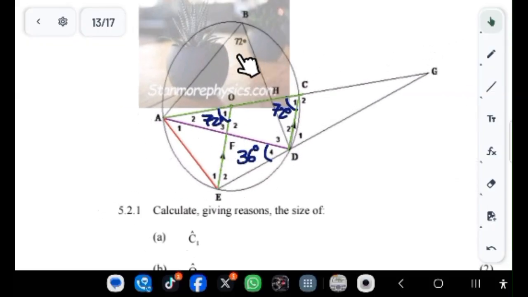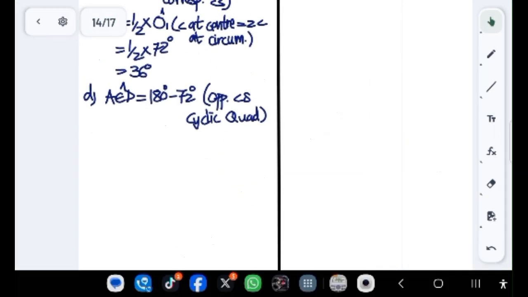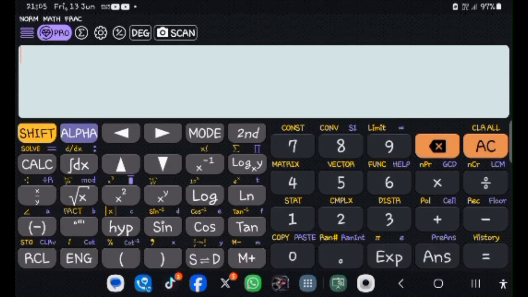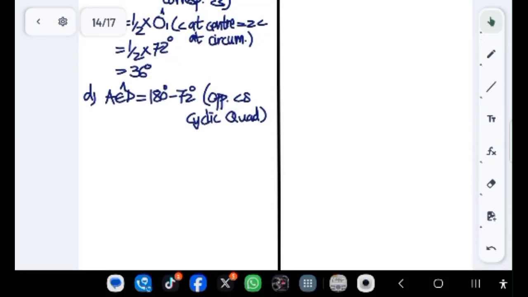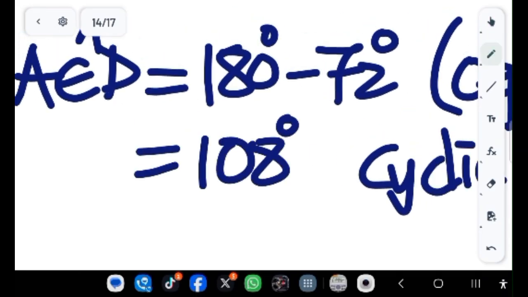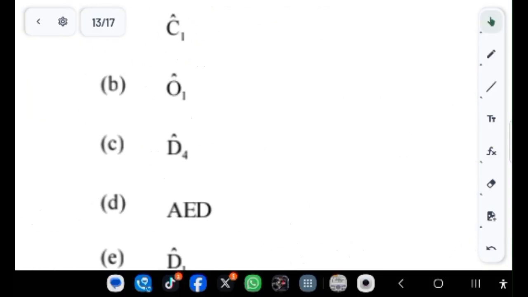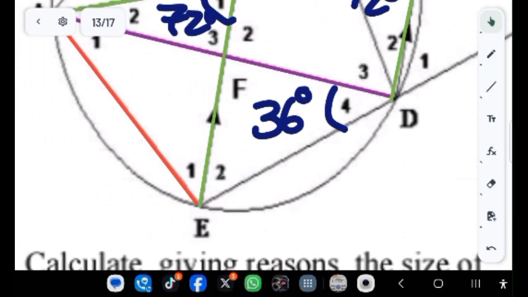Therefore, AED is 180 minus 72 degrees, which when you take out a calculator gives 108 degrees. Let's pencil it in. AED is 108.